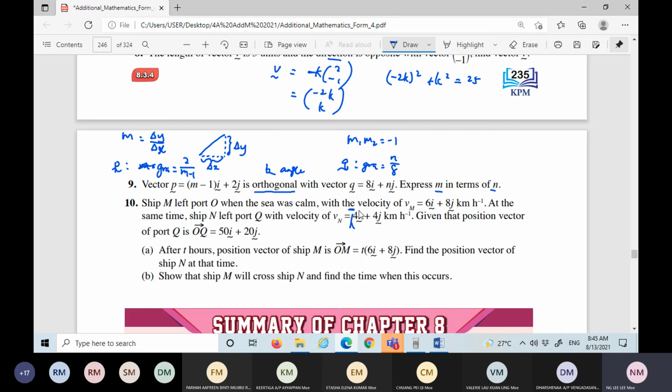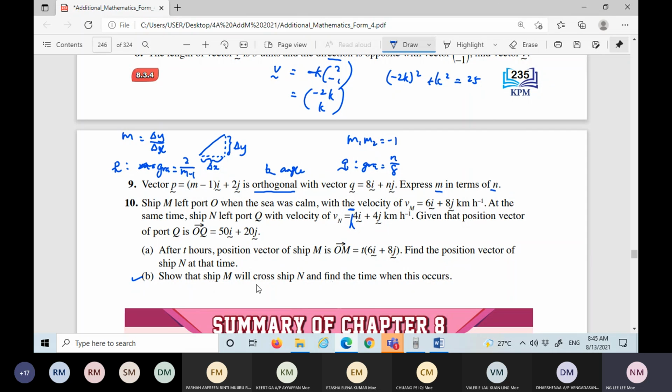I think this question is okay. This is the same as the example just now. You have a velocity and then you have a position vector. Same thing. And this one is the same as that question just now, where boat A and boat B will meet or not.